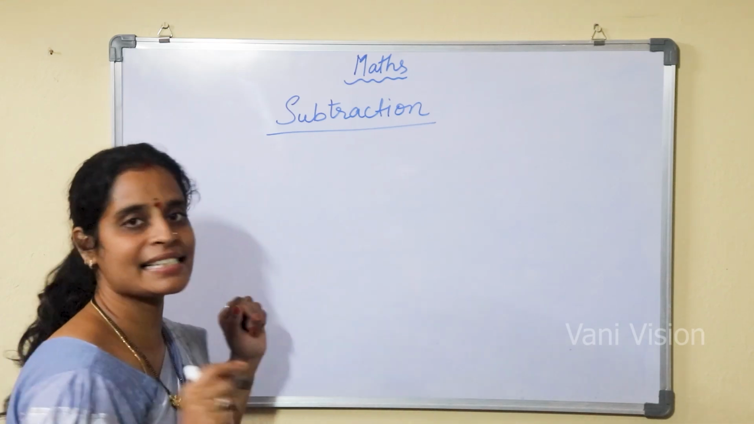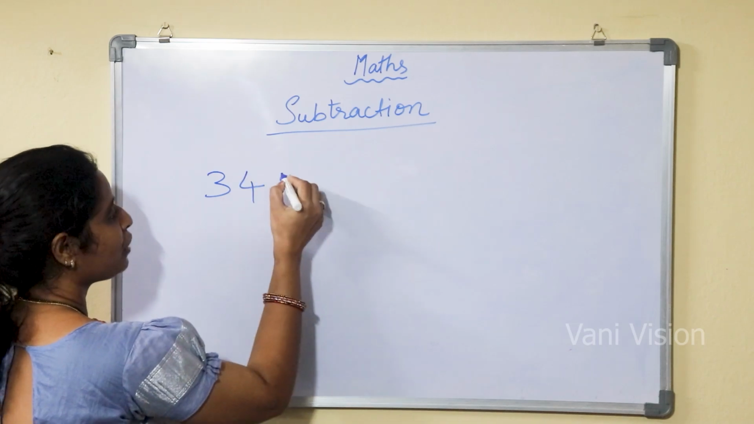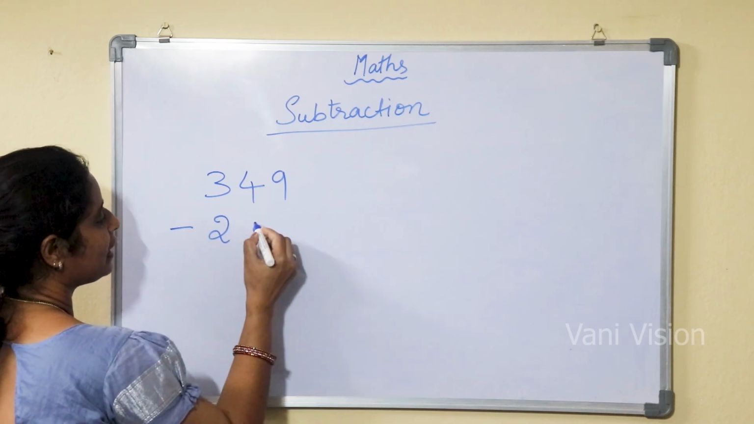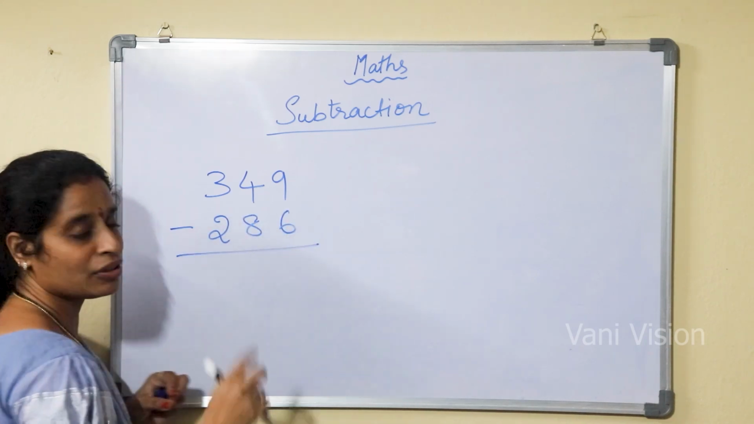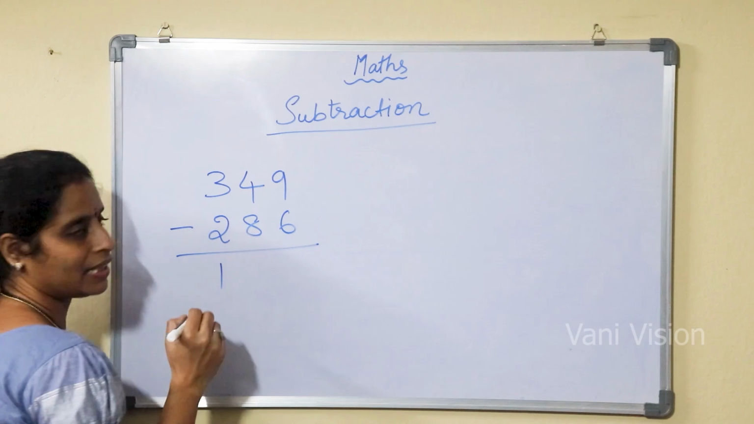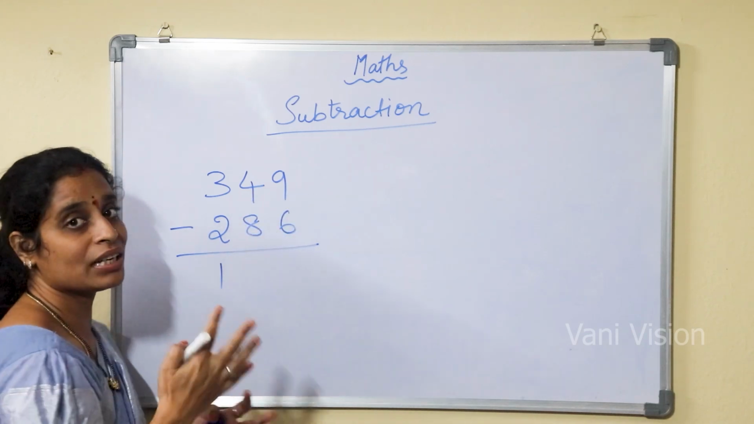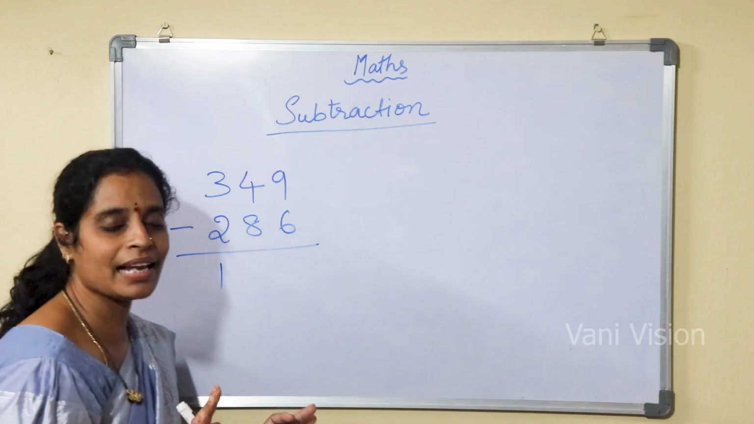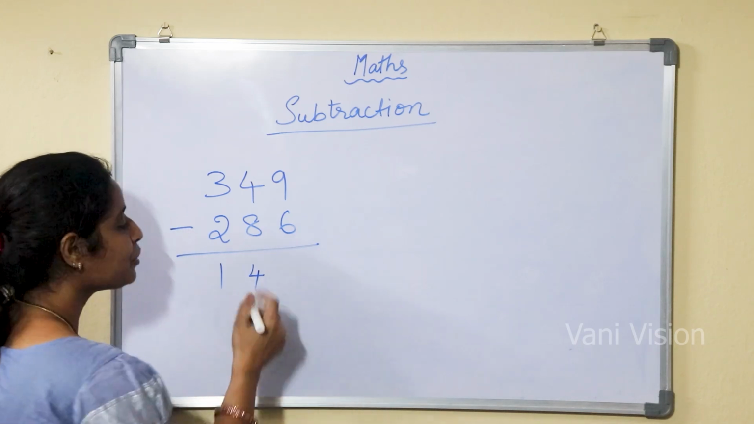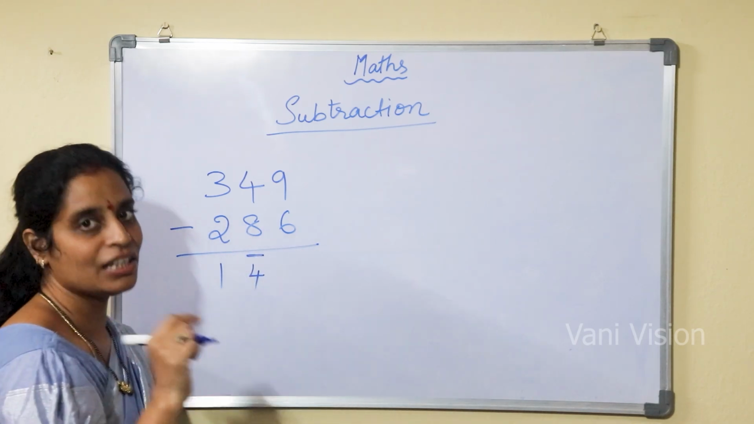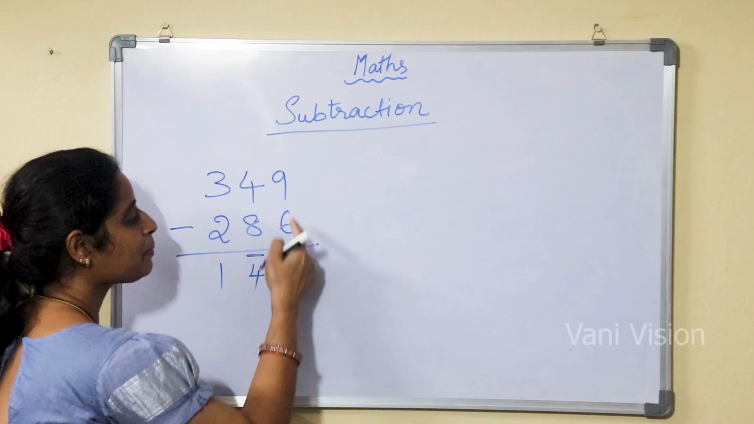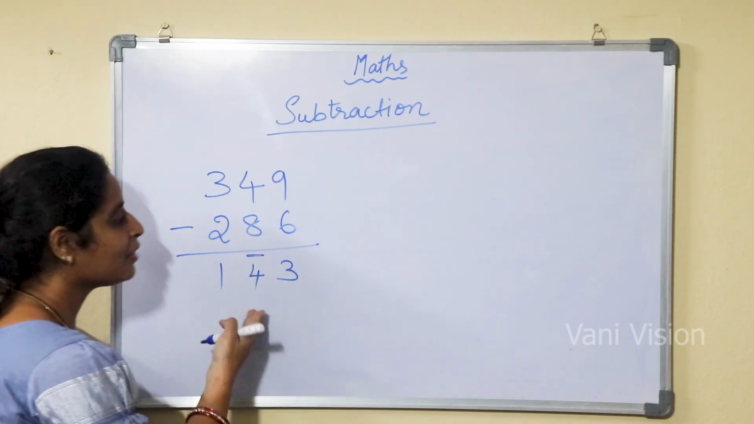Okay, my first example is a 3-digit number, that is 349 minus 286. Now I'm not going to start from the ones, I'll start from the hundreds. 3 minus 2, 1. 4 minus 8, what is this? Nothing will happen. 8 minus 4 will work. 8 minus 4, 4. But I'm going to place a bar over it, to identify that these numbers are subtracted from small to big. Then 9 minus 6, 3.